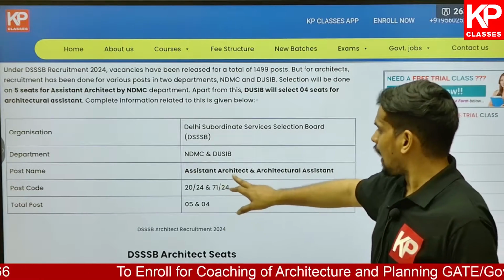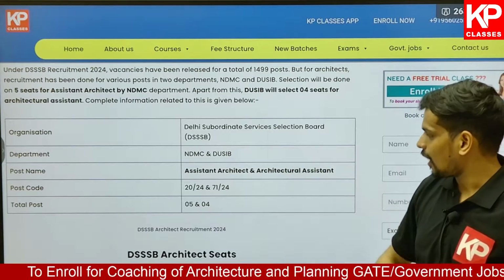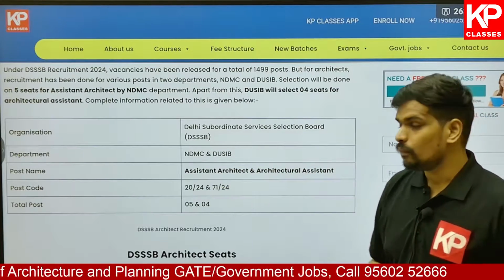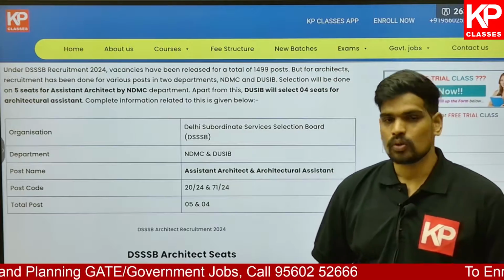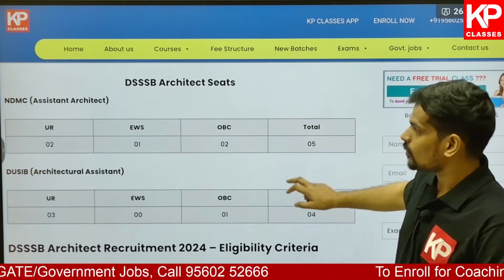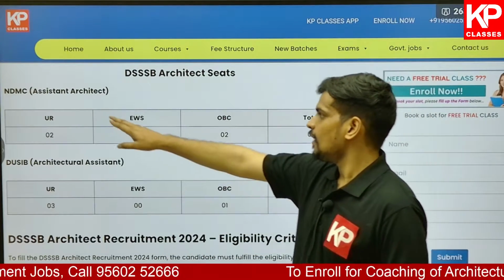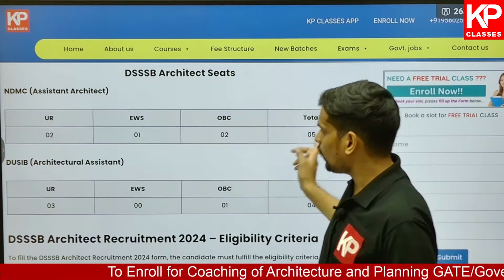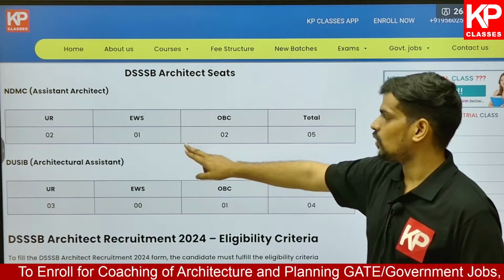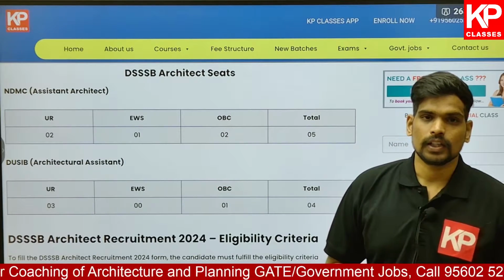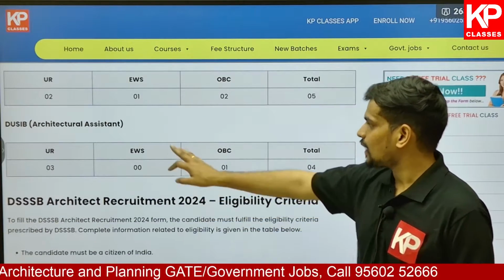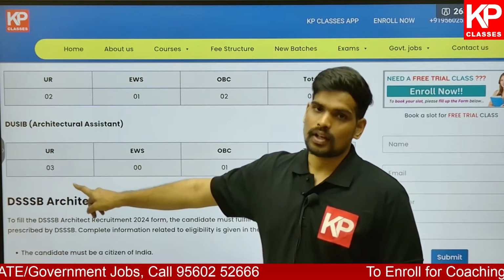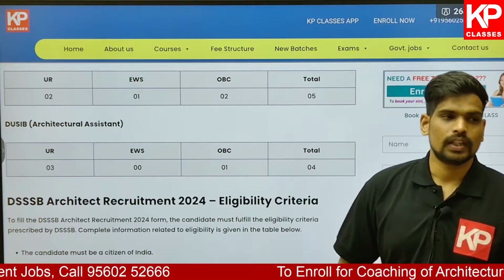So there are two posts, like I told you: architectural assistant and assistant architect. Assistant architect is for NDMC and architectural assistant is for the Delhi Urban Shelter Improvement Board, DUSIB. The post codes are 5 and 4 in the official notification. As far as the number of vacancies, for NDMC, that is the assistant architect post, the total number of vacancies is 5 in addition to the earlier 6 vacancies, of which 2 are for the unreserved category, 1 is for the economically weaker section, and 2 posts are reserved for the other backward classes, OBC. For DUSIB, the Delhi Urban Shelter Improvement Board architectural assistant, there are a total of 4 vacancies, of which 3 are for the unreserved category and 1 is reserved for the OBC category.